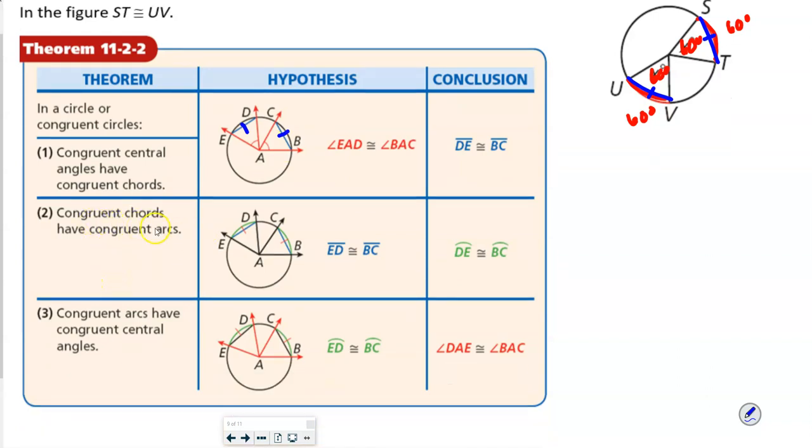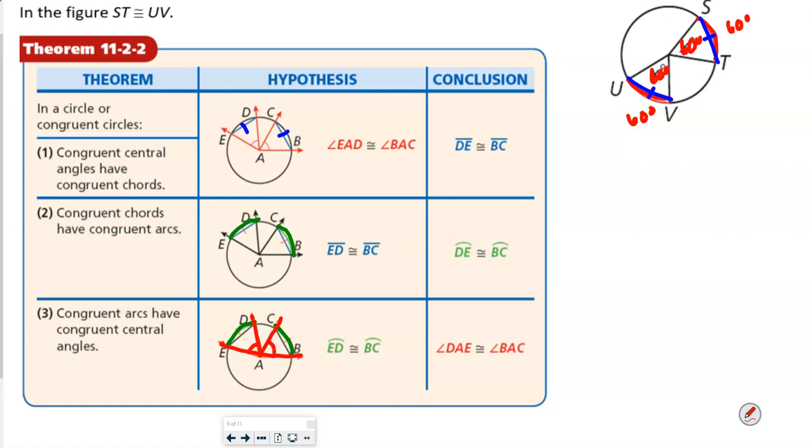Also down here, if we have congruent chords, then we can say that the arcs that correspond to them are congruent. So here again, if we have the congruent chords, then we can say that the corresponding arcs are congruent. So we can say that DE and BC, those arcs, are congruent, okay? Then obviously the third conclusion would be that congruent arcs have congruent central angles, okay? So down here, if we said that these two arcs, arc ED and arc BC, were congruent, then that would allow us to say that angle DAE, this angle right here, is congruent with angle BAC, okay?